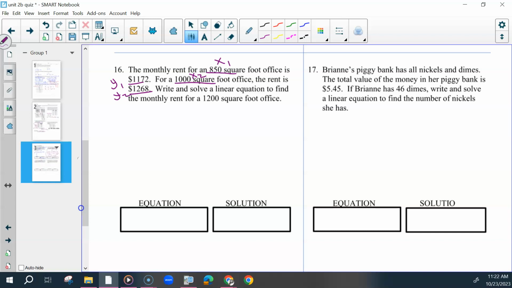So if you were doing this algebraically, you would need to find the slope. 1168 minus 1172 over 1,000 minus 850. If you do this opposite and you get negatives, think about it, it's a real world problem, so we really shouldn't have a negative. But also, the more square footage it is, it goes up, so it should be positive.